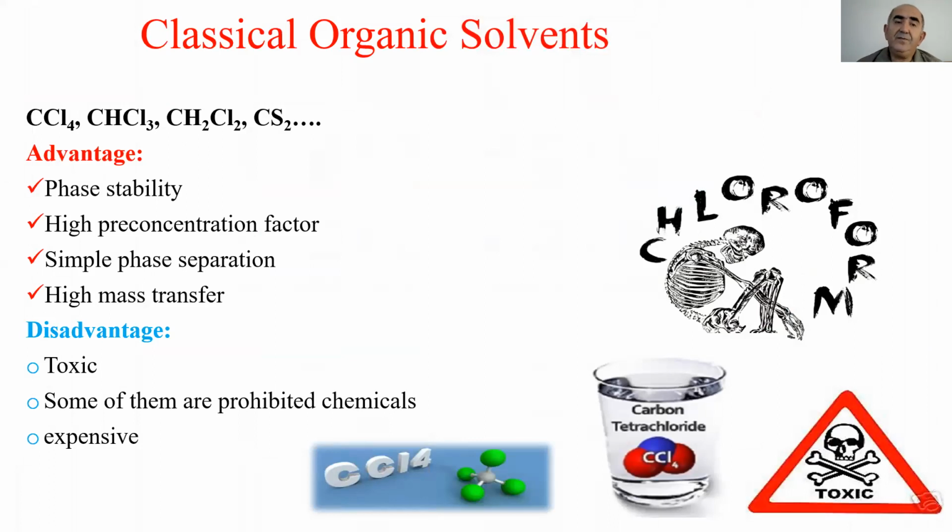First, we start with classical organic solvents, but everyone knows that these kinds of solvents are a very big problem for the environment. We know their toxicology; this is the main disadvantage of these solvents. Due to these points, maybe we select other new kinds of solvents, new generation solvents. But at the beginning, we started with solvents like chloroform or carbon tetrachloride. They have some advantages, but their disadvantages are toxicity, and some of them are prohibited solvents.